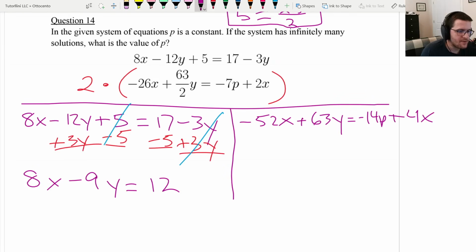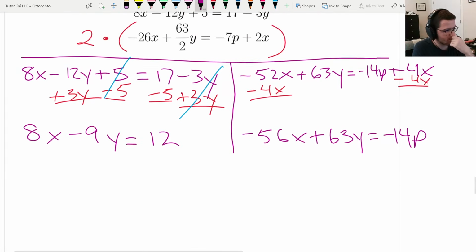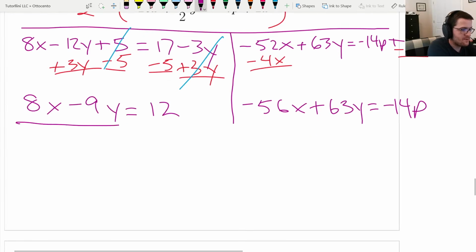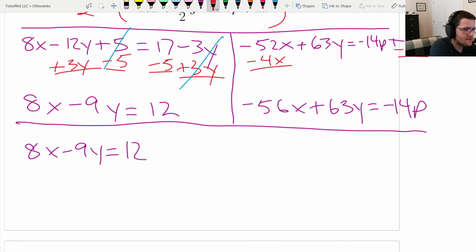Okay, so now those x and y's look pretty good. We just need to subtract 4x on both sides. So we should get negative 56x plus 63y equals negative 14p, and that looks really good. So why don't we just rewrite those vertically now? So 8x minus 9y equals 12. Negative 56x. Oh, I don't know how that happened.